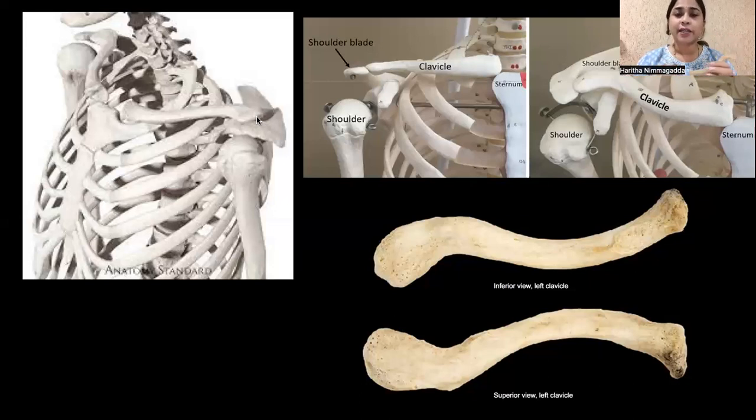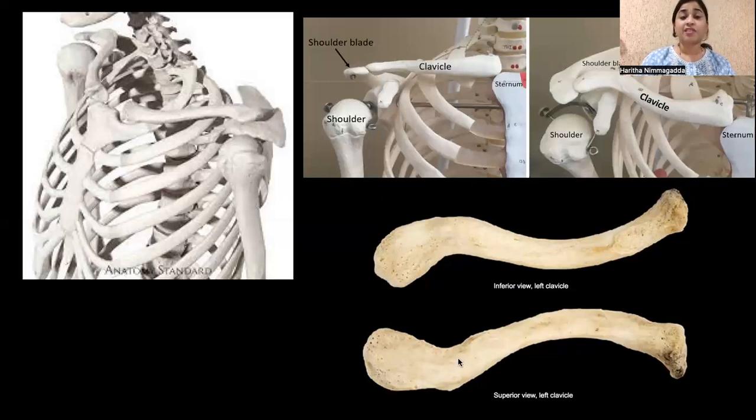Now let's understand the surfaces and borders. Look at this particular picture. You can see this is the clavicle, this is the superior surface, and in the picture below you can see both the superior surface and the inferior surface. The inferior surface is naturally rough. The superior surface is smoother compared to the inferior surface.